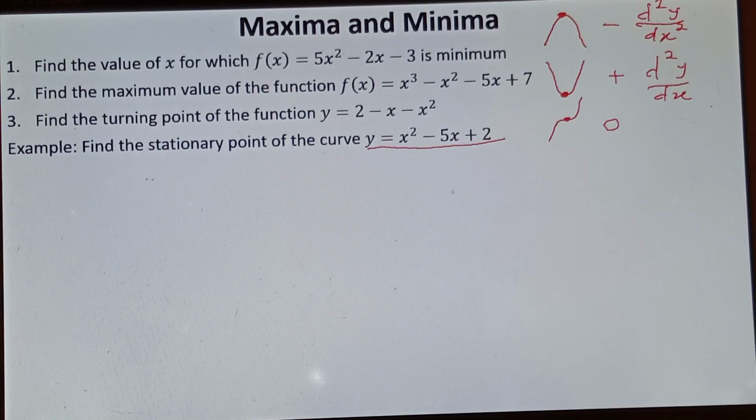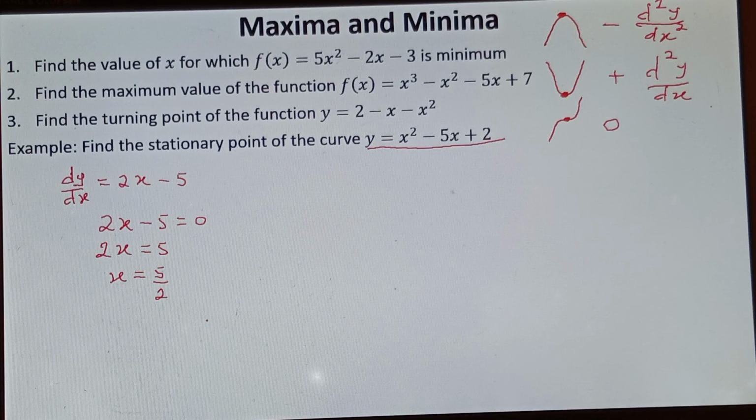So let's go. Firstly, we'll differentiate dy/dx. So differentiate x squared, we'll get 2x. Differentiate minus 5x, we'll get minus 5. Okay, so we set dy/dx equal to 0 and solve. So we say 2x minus 5 equal to 0. We'll have that 2x is 5, and we'll have that x is 5 divided by 2. So x is 5 over 2.